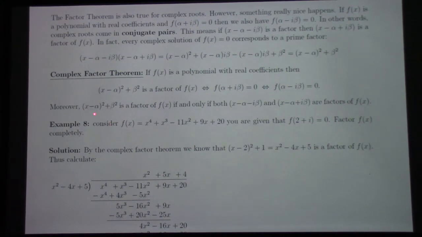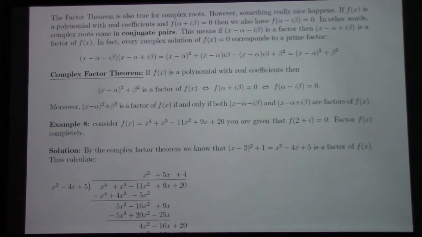Moreover, this x minus alpha squared plus beta squared, this prime polynomial, is a factor of f of x if and only if both this and that are factors of f of x. Now, if we were going to factor over the complex numbers, we would want to break up this into the product of that and that.